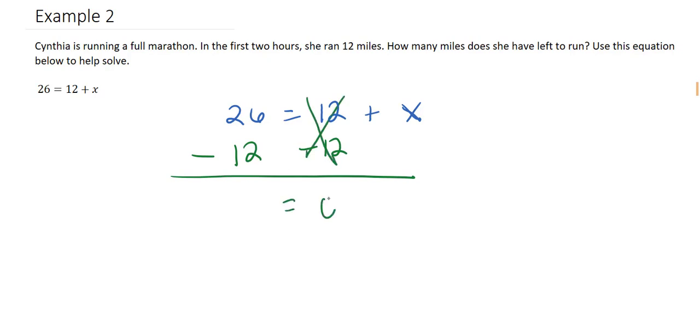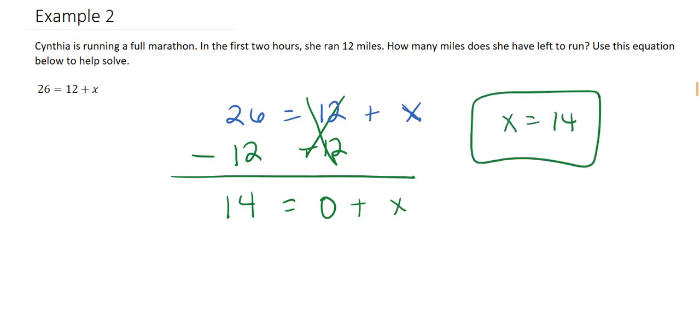This gets rid of it here because that's just 0. That means we have the variable by itself, which is what we wanted. Now we have 26 minus 12, which is 14. So what does x equal? Well, x equals 14. That means Cynthia has 14 miles left to run. Let's go ahead and look at the next example.